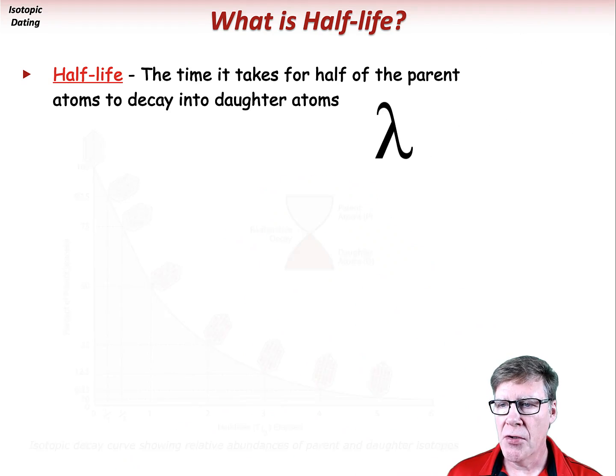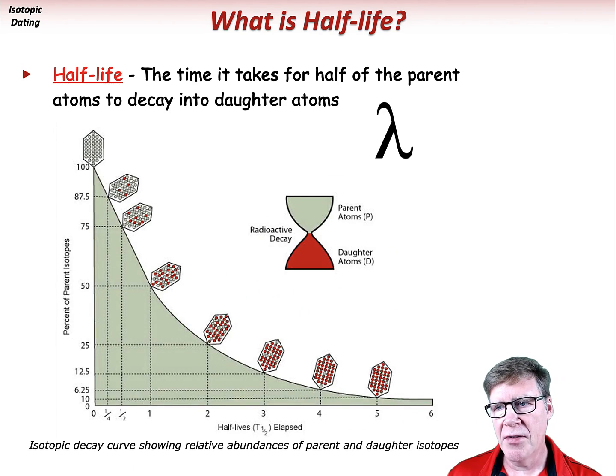This diagram shows the percentage of parent isotope relative to the number of half-lives that have elapsed during the radioactive decay process. At the beginning, 0 half-lives, there's 100% parent material in the mineral. And as decay progresses, more and more daughter isotope build up at the expense of the parent isotope. The time it takes for 50% of the parent to decay into daughter is considered a half-life. This period of time could be less than a second, it could be an hour, it could be a year, 1,000 years, a million years, a billion years, or more.